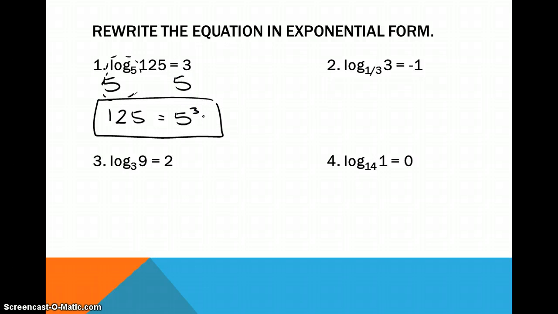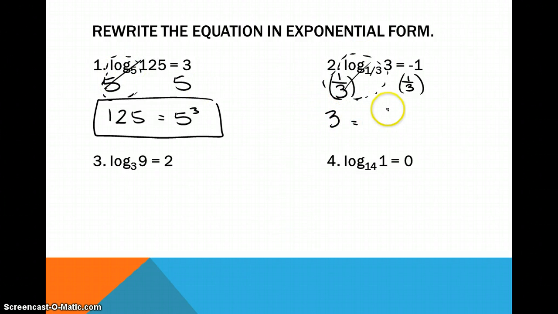Okay, number 2. Same thing, beautiful people. You're going to feel like this should be harder, but it's really not. I have log base 1/3 of 3 is equal to -1. And again, I am going to exponentiate both sides. What's the base? Well, the base is 1/3. So my base is going to be 1/3. I do like to put in parentheses just because it's a fraction. So these cancel out the same way that they did here. And I have 3 is equal to 1/3 to the -1.